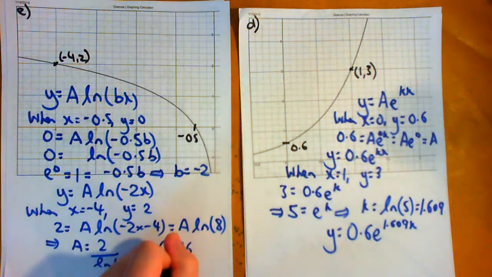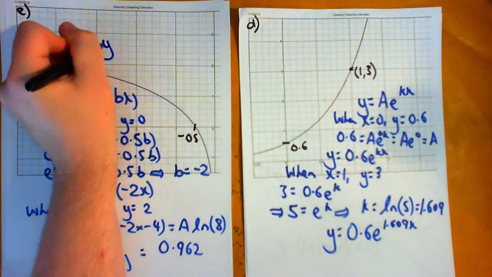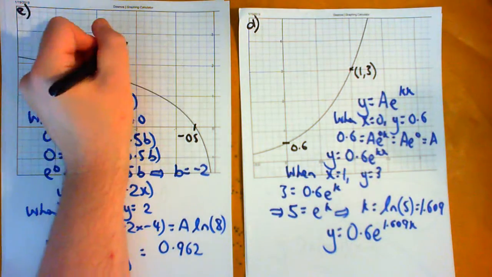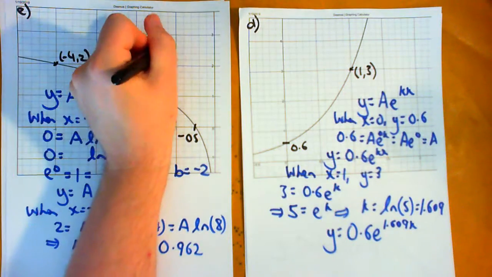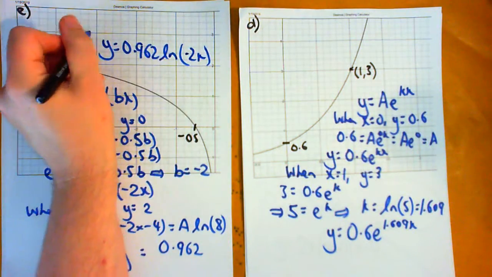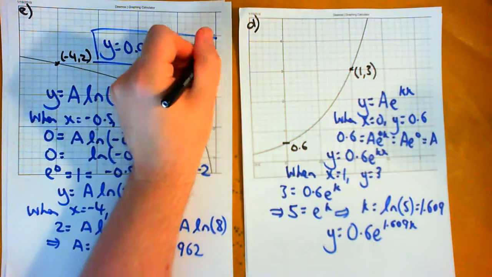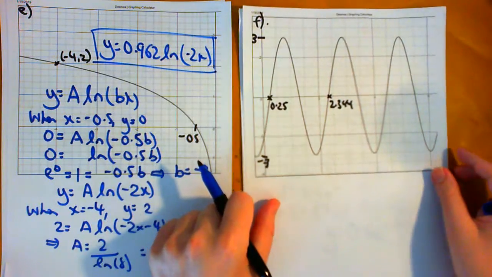0.962, and so we've got the value of a, and the equation we'll put up here is y equals 0.962 times the ln of negative 2x is the equation of that graph. Okay, and one more function that we're going to do, which is this one.